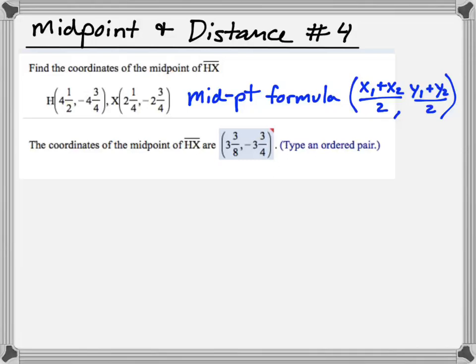Okay, this is a problem from Midpoint-Distance, number 4. This is a pretty nasty problem because it has a lot of fractions, so we're going to have to do a lot of fraction work.